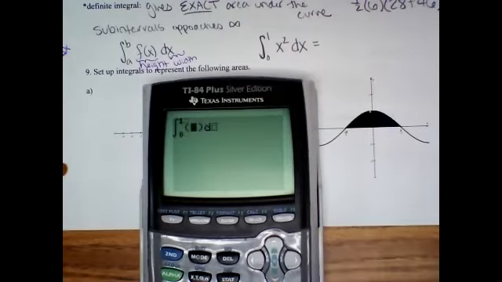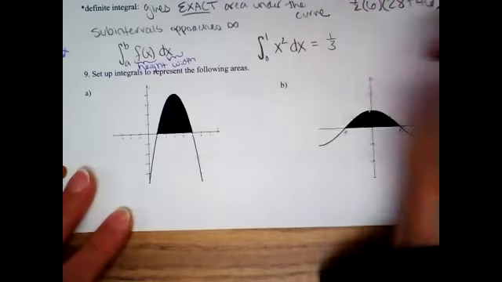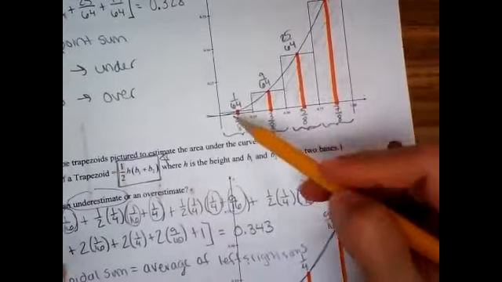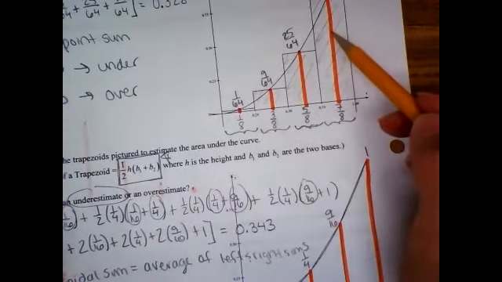Integral 0 to 1 x squared dx. Enter, and it will literally spit out the answer. Do you get 0.33333333? Okay, so what is that? 1/3. That area is perfectly 1/3. Don't you think that's cool? I think that's cool. I know I'm a math nerd, but if you're in Calc BC, you should be too.